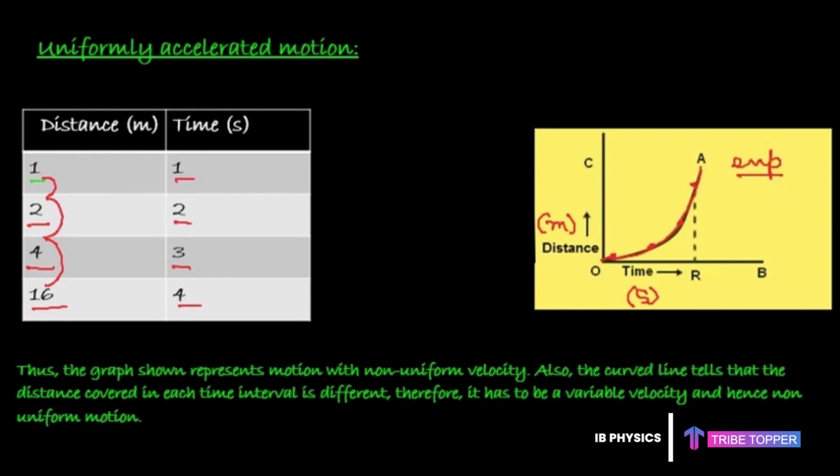This we can say from the distance time graph for the non-uniform motion tells us that the object is moving with non-uniform velocity, because it's not going to be a straight line, so it's not going to give you the same slope. The curved line tells us that the distance covered in each time interval is different, therefore it has to be a variable velocity, and hence it's a non-uniform motion.